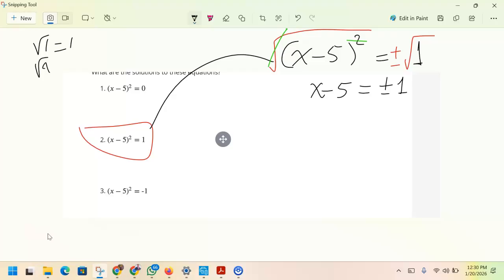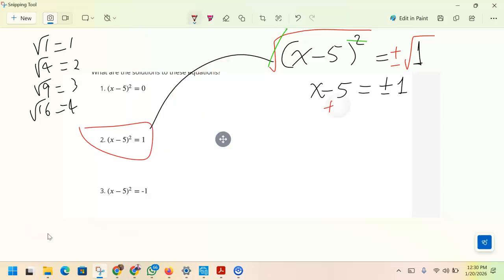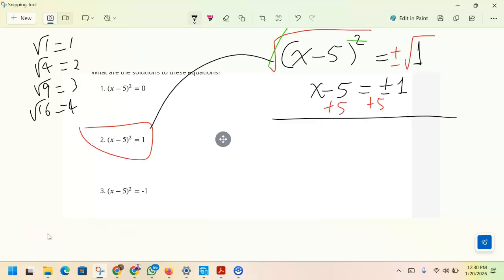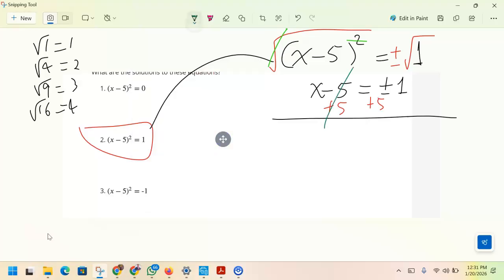Remember, the square root of 1 is 1. The square root of 4 is 2. The square root of 9 is 3. The square root of 16 is 4, and like that, right? I hope I'm making sense. And then add 5. Put a line, cross this one out. What is left, drop the x, and you get 5 plus minus 1.